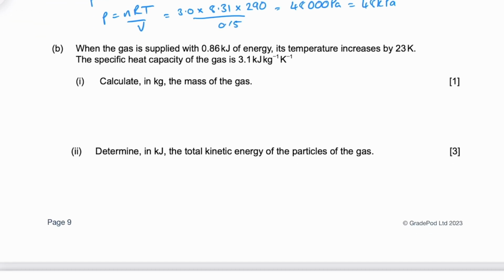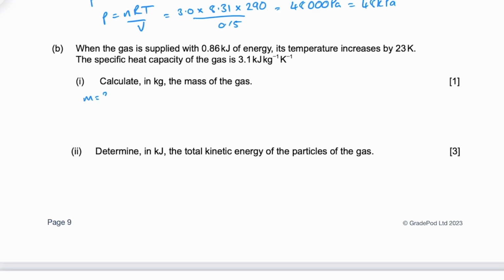B. When the gas is supplied with 0.86 kilojoules of energy, its temperature increases by 23 Kelvin. The specific heat capacity of the gas is 3.1 kilojoules per kilogram per Kelvin. Calculate in kilograms the mass of the gas.